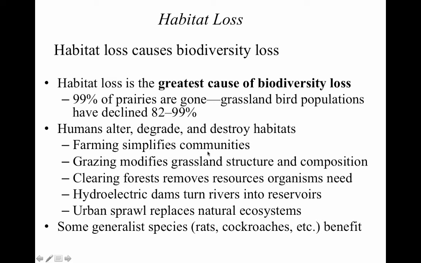Farming simplifies the communities and reduces biodiversity. When you change even something like a grassland into a farm, you're replacing all the native species with one crop. So, of course, that would be a change in biodiversity. Grazing, allowing animals to graze on land, modifies the grassland structure and composition.